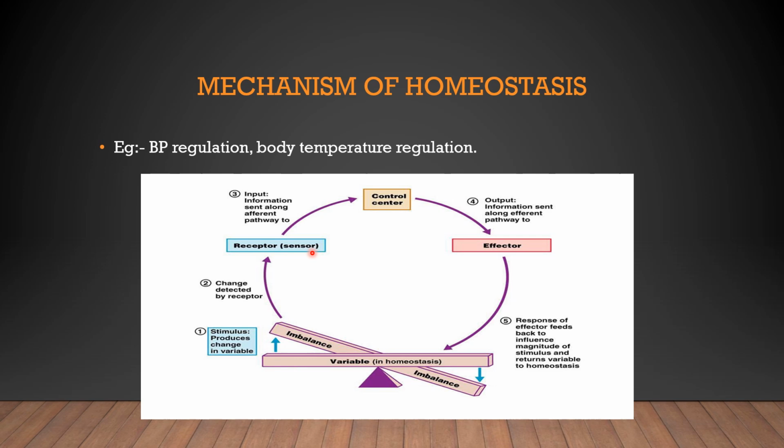The information is sent by the afferent pathway to the control system, and then there is an output. The effector response is given by the inhibition or stimulation of the variable, based on the type of feedback mechanism, negative or positive, that is taking place. Once it gets affected, it returns back to homeostasis and a balance is created. In case the effects or responses occur and it does not return to homeostasis, there is a failure of the feedback mechanism that causes dysfunction, which leads to various sorts of diseases.